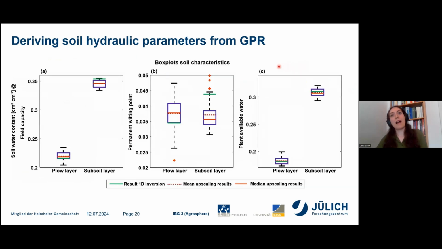We also wanted to see if upscaling is worth it. So in the first part, we used the mean soil water content along the rhizotubes to do our 1D inversion, and then we used the individual soil water content values. So here we can see the comparison with our soil characteristics. The green line is the 1D inversion results. And as you can see, this does not overlap with our mean upscaling results. So here's, for example, the green line for the permanent wilting point, and this is not overlapping in the middle with our mean upscaling results. So it can be worth it to go through that effort to derive spatial soil hydraulic parameters, even though you only need one value.